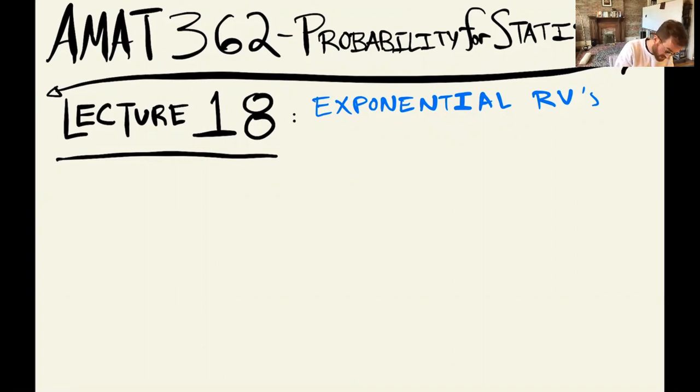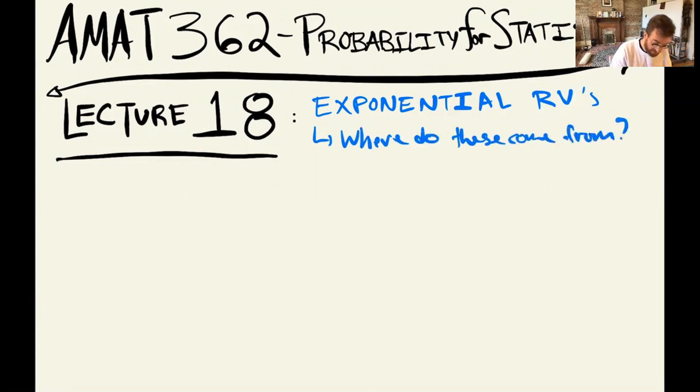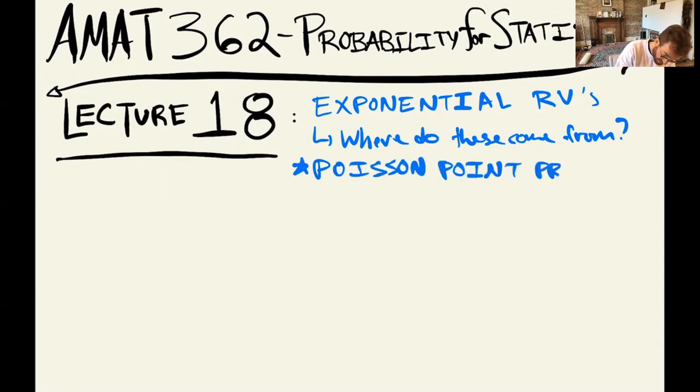But I want to give you a better sense of the answers to a few questions. Where do these come from? Which you could continue into, where is this going and what is it doing right now? In order to answer this question, we're actually going to be brought to a slightly more advanced application topic, which is that of Poisson Point Processes. So that's going to be the answer to this question of where these exponential random variables come from.